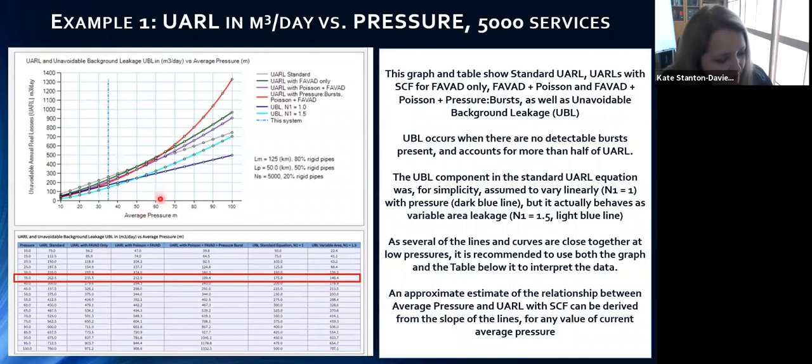They allow you as well to approximately estimate the relationship between average pressure and UARL, and to derive that from the slope of the lines for any value of current average pressure. An example of that is you would be able to calculate from this particular system that it's 8 cubic meters per day per meter of pressure for FAVAD, Poisson and pressure bursts at 35 meters pressure. So you can estimate the relationship between the average pressure and UARL with SCF from the slope of the line for any value of current average pressure.